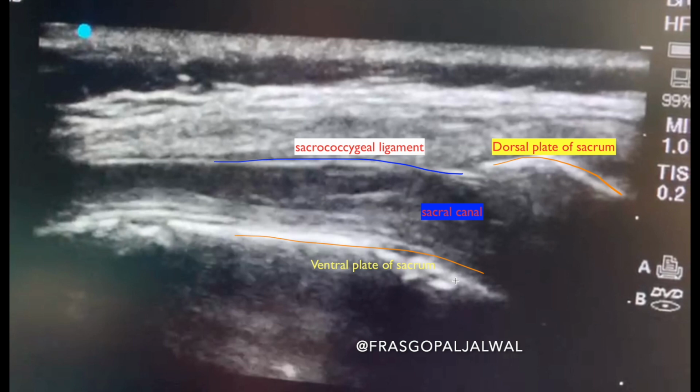another hyperechoic line, that is the ventral plate of the sacrum. The space between the dorsal and ventral plate of the sacrum is called the sacral canal, and the sacral canal is the place where we have to deposit the local anesthetic.